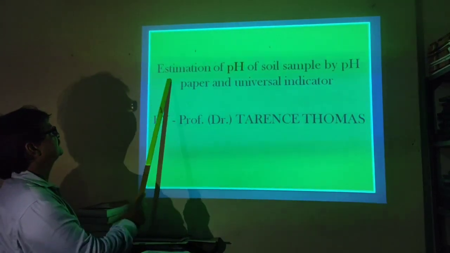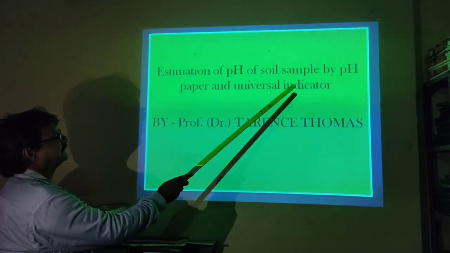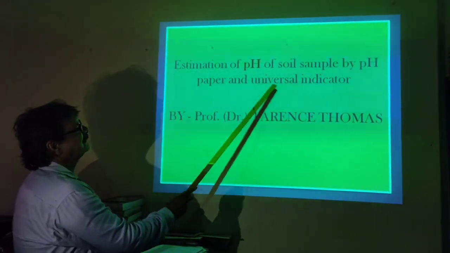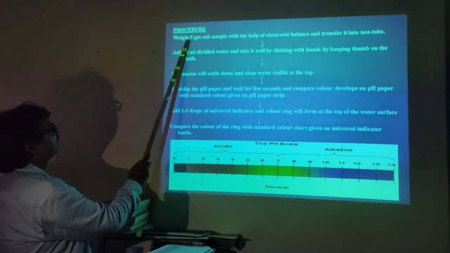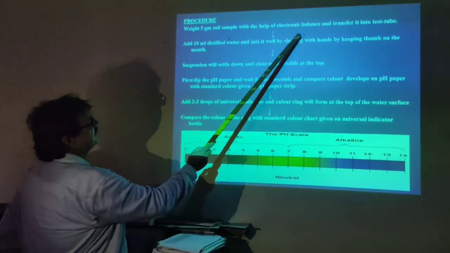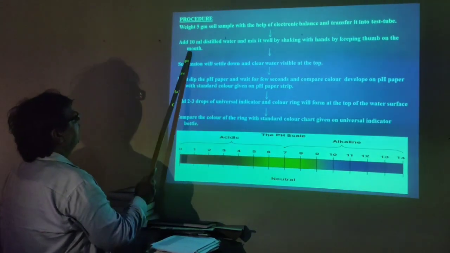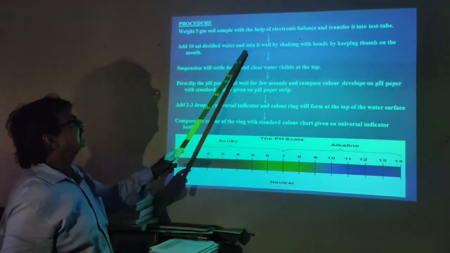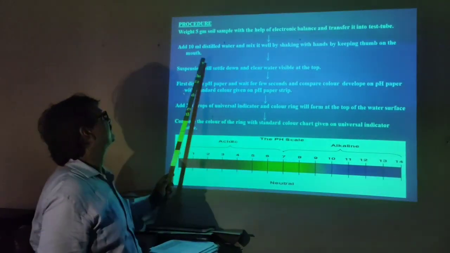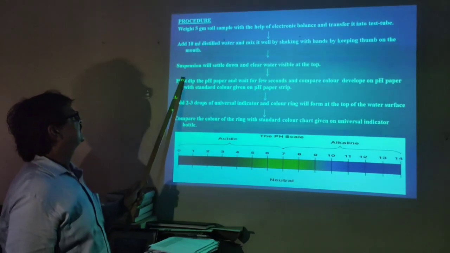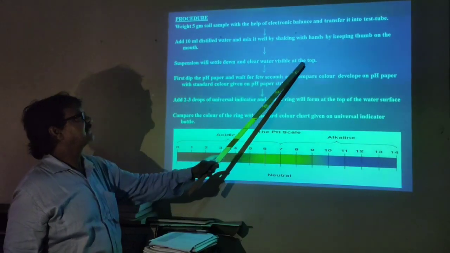Now, in this practical, you will estimate the pH of a soil sample by pH paper and universal indicator. The procedure is to weigh 5 gram of soil sample with the help of an electronic balance and transfer this soil into a test tube. Then add 10 ml of distilled water and mix it well by shaking, keeping your thumb on the mouth of the test tube. Then the suspension will settle down and clear water is visible at the top.